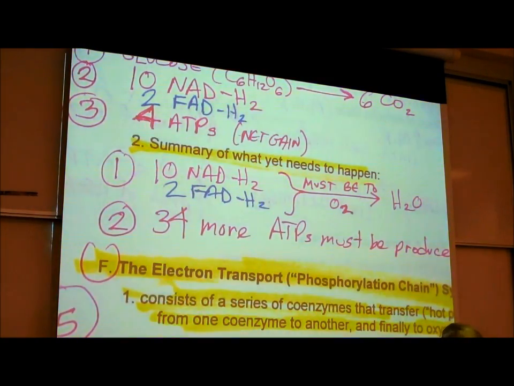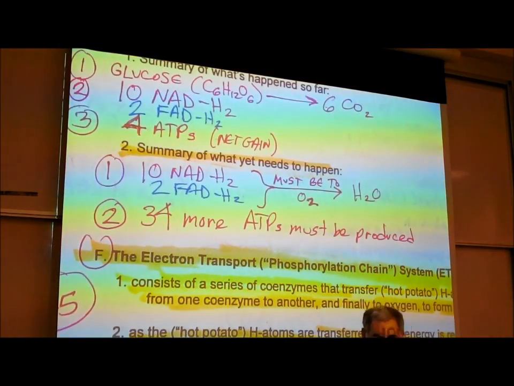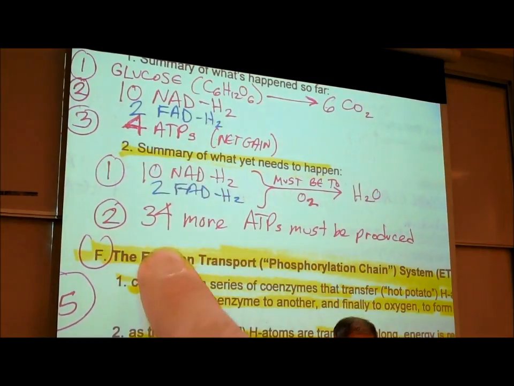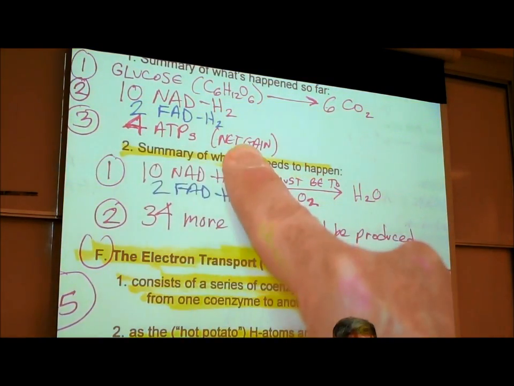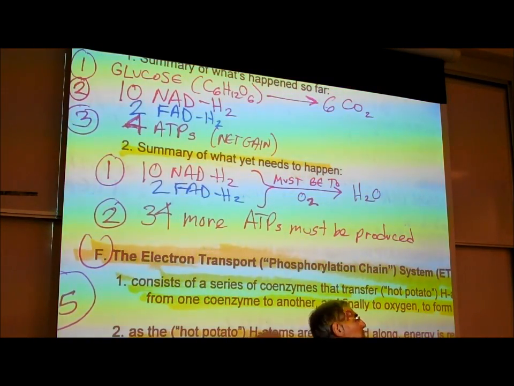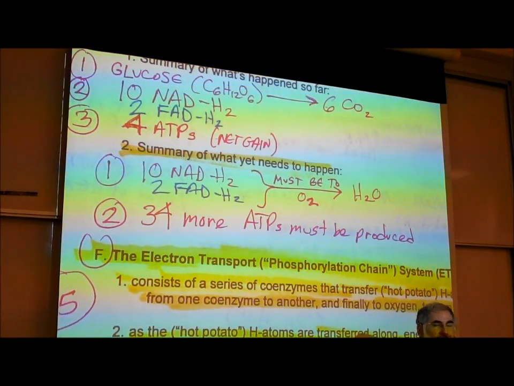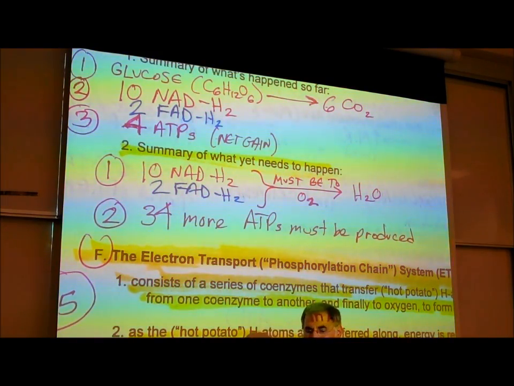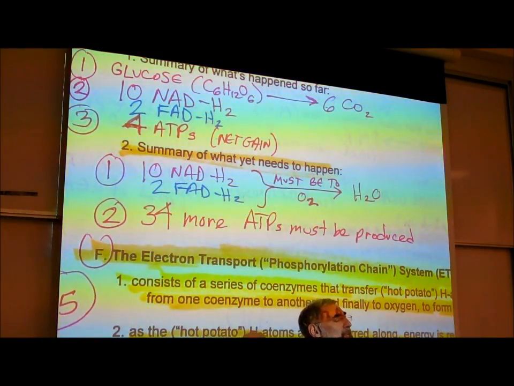And finally, number 2, 34 more ATPs have to be produced because we promised 38, and so far only 4 have been produced. We've got 4 so far. 34 need to be produced, the majority. So the last series of reactions is where the majority of ATP is generated.